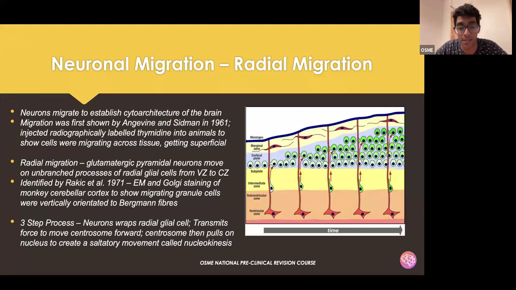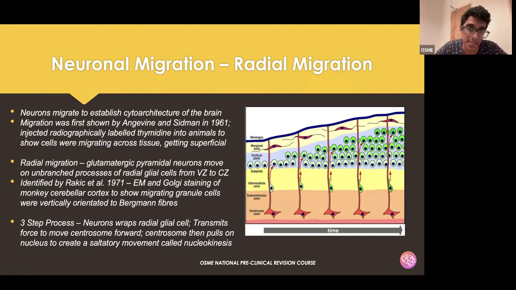We know that the glutamatergic pyramidal neurons, so basically the neurons that are associated with positive neuronal activity rather than the GABAergic ones, move on unbranched processes of radial glial cells. So once again, rather than the Bergmann fibers, which are kind of like radial glial cells in the cerebellum, in the cortex these are the radial glial cells, and they move from the inner ventricular zone out into the cortical plate and the cortical zone.